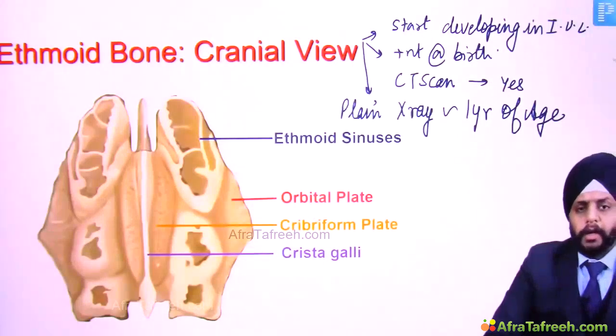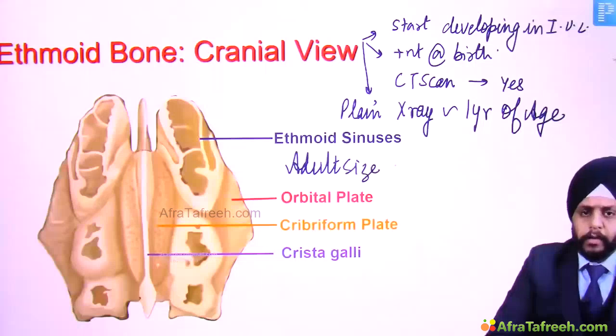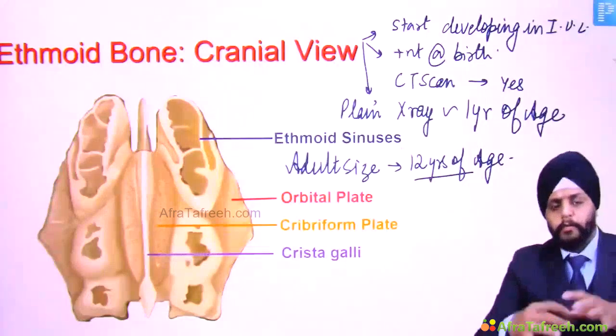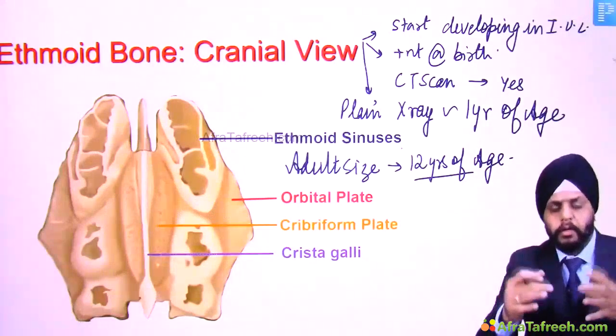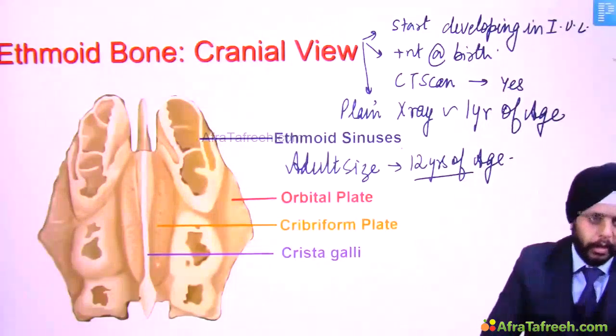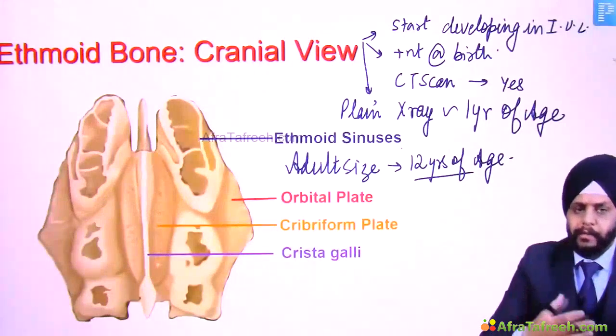Now the next question is, when do they reach adult size? These ethmoid sinuses reach adult size by approximately 12 years of age. Remember, these are very small cells, so they don't have to grow much, unlike the maxillary sinus. So they reach adult size quickly, by 12 years of age. We'll talk more about these ethmoid sinuses later on.